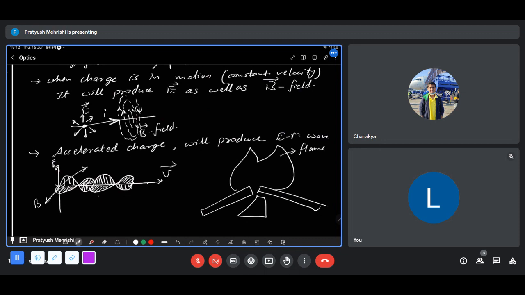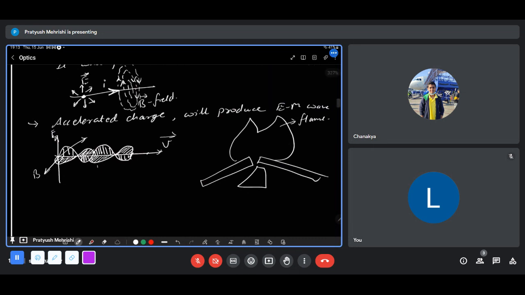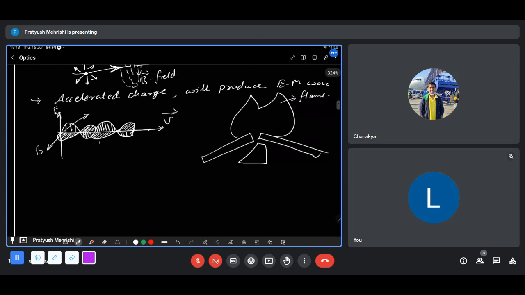So whenever logs of wood are burning, then you are seeing this flame, an orange colored flame is seen. What is this flame? What is this flame made up of? Have you ever thought? See, whenever something is burning, instead of log of wood, anything that can burn, carbon of that compound is combining with oxygen to give us carbon dioxide.